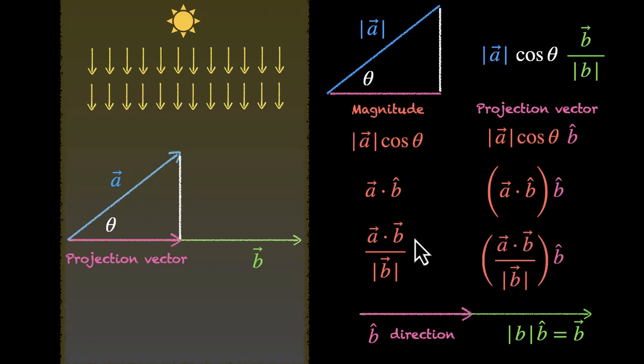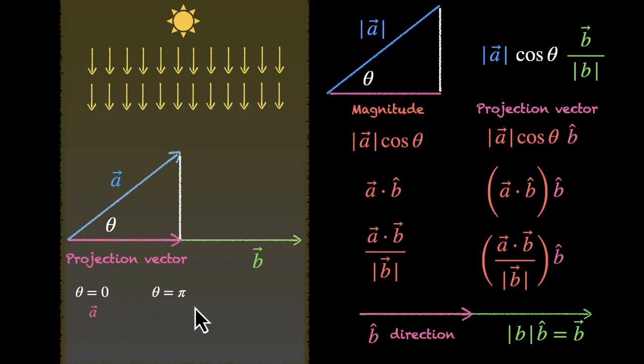Now that we have the formula, let's look at some special cases. What happens when theta equals 0? What happens if this A vector is lying along the B vector? Well, then the entire thing will be the shadow. The shadow, or the projection vector, will be A vector itself.